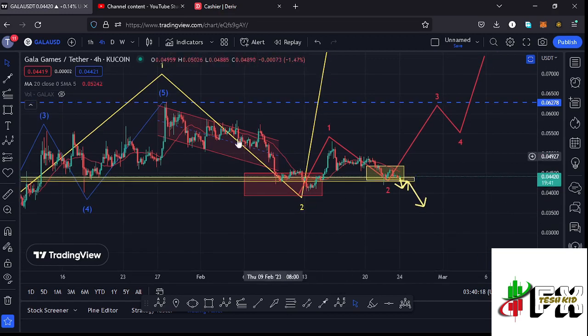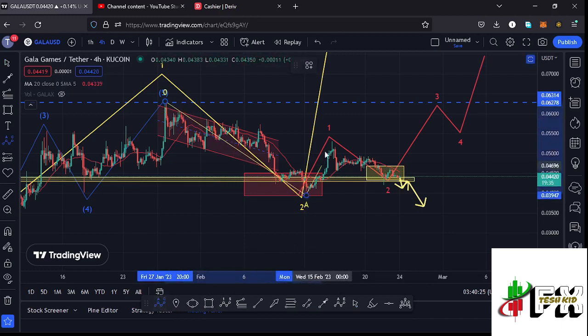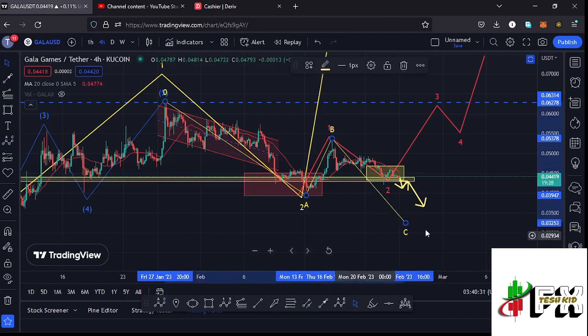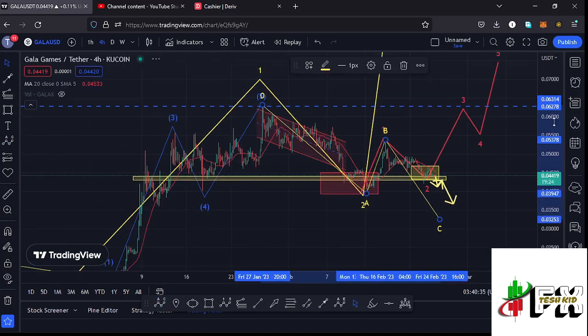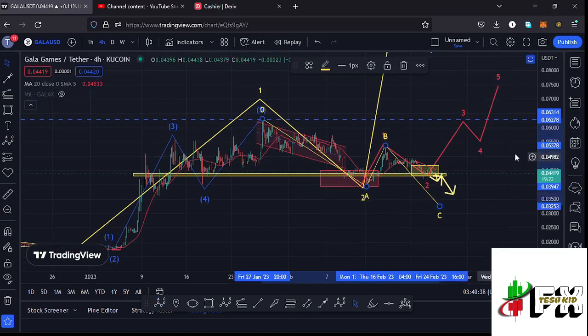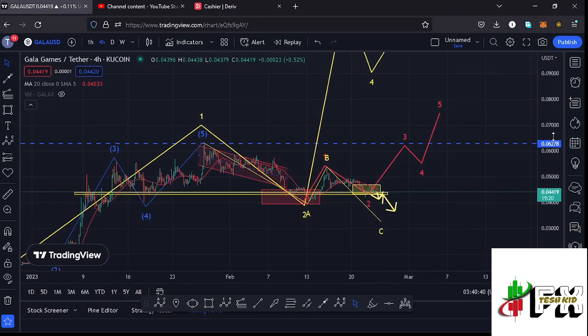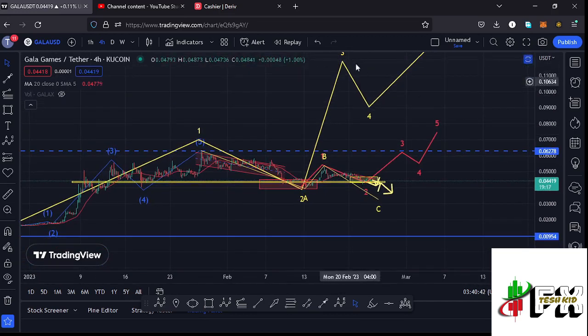$0.04068 mark, then I'll be terming this whole structure that we have right here as an ABC corrective structure, where we can have that as the wave A, then a wave B, then we can expect one more leg down in the formation of that wave C, giving us one more new low in the formation of that higher Elliott wave count 2. And in case such a move plays out and we see one more new low, then we can sketch new target areas to the upside in the formation of this higher Elliott wave count 3.